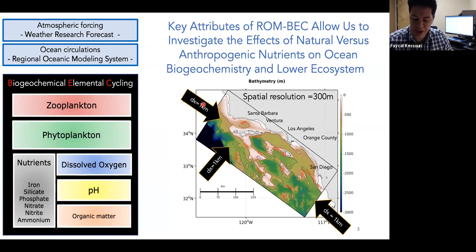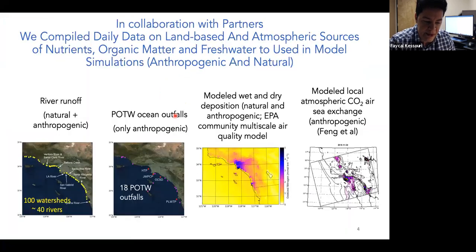In particular, because we are also using ROMS, ROMS is capable of predicting realistic transport of coastal material at very fine scale. So in this domain, we are forcing the Bight at 1 kilometer resolution to get consistent boundary conditions. So we compiled 2 decades of data with our partners, so we are capable of running 2 decades of simulation. My talk today is focusing on the first results of the first few years. So here we are forcing the model to represent inputs of 40 river runoffs, 18 POTW underwater outfalls, and atmospheric deposition of nitrogen and carbon, including also separate scenarios that represent the local urban dome of carbon on top of the large cities in Southern California.